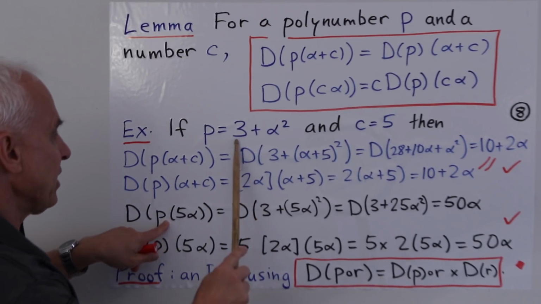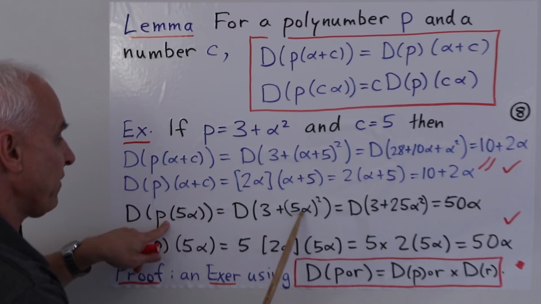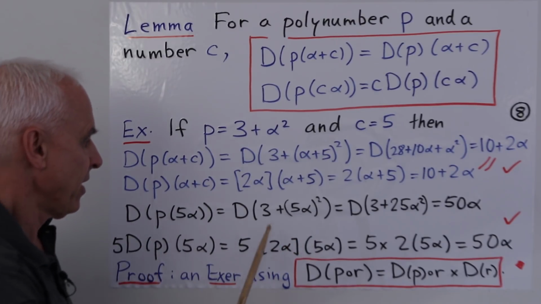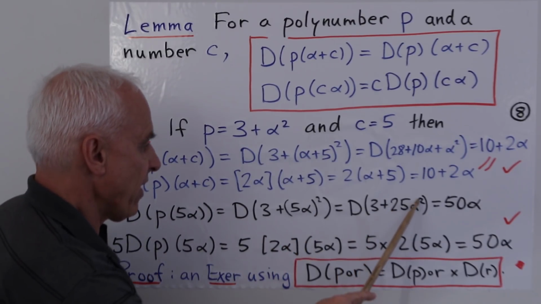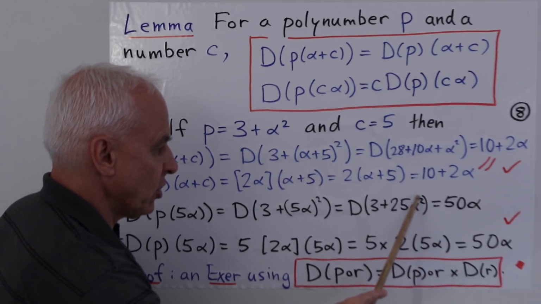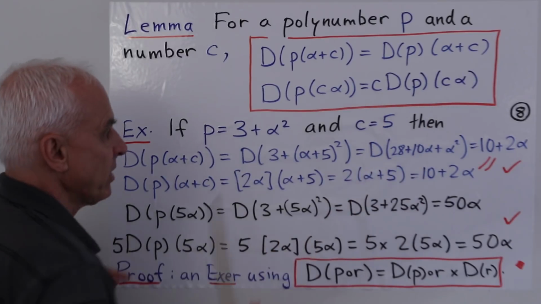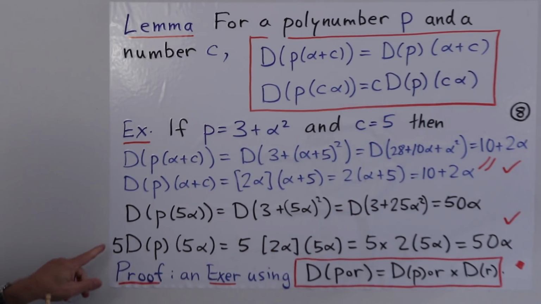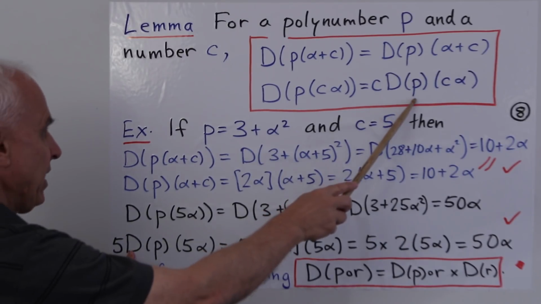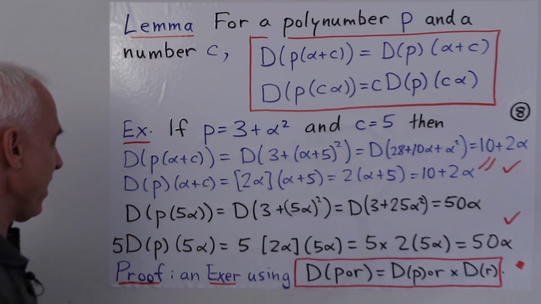So now we're taking the polynumber and replacing alpha with 5 times alpha. Well, that's 3 plus 25 alpha squared. When you take the derivative, you get 50 alpha. And over on the right-hand side, what's over there? Well, there's a 5. That's the number we're dilating by.